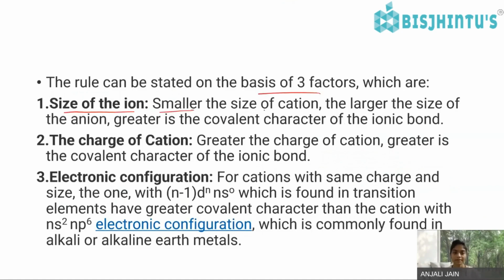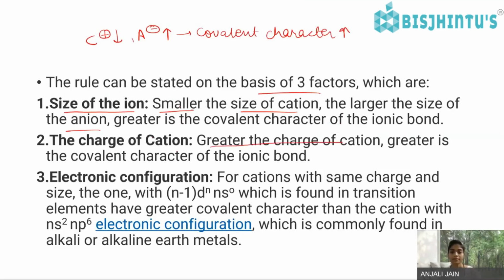First, size of the ion. The smaller the size of the cation and the larger the size of the anion, the greater is the covalent characteristic. If the cation size is less and the anion size is more, then the covalent character will increase. This is for the size.